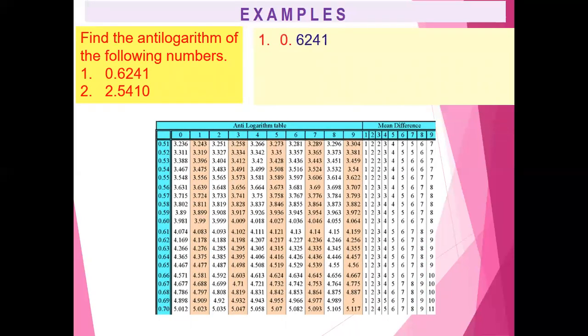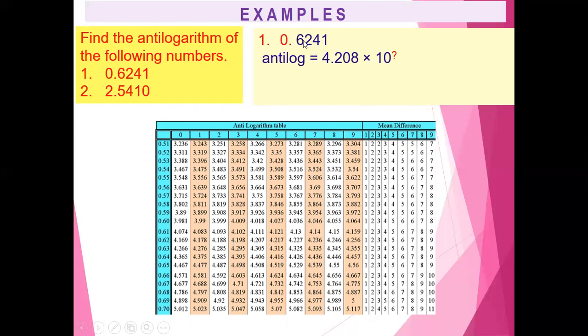Now 0.6241. Now we will check 62 under 4 difference 1 in your anti-log table. So let's go. 62 under 4. This is under 4. 4.207. Difference 1. Let's go to 1. Okay, difference 1 also has 1 underneath here. So that's 4.207 plus 1. That's 4.208. So that's how you check. You check this part, 6241, in your table.